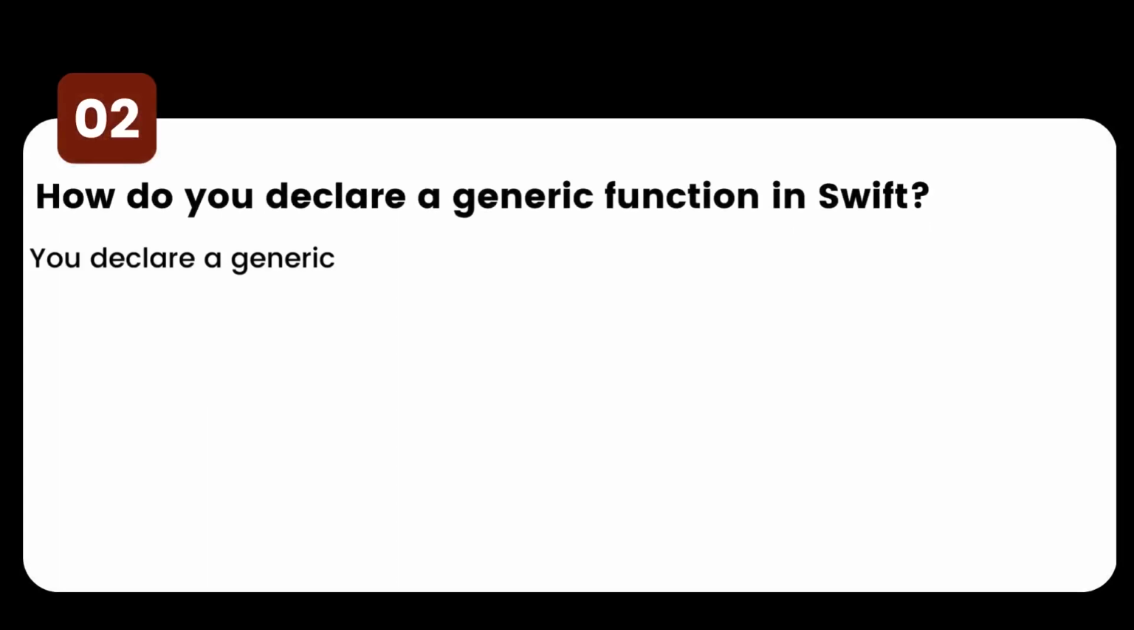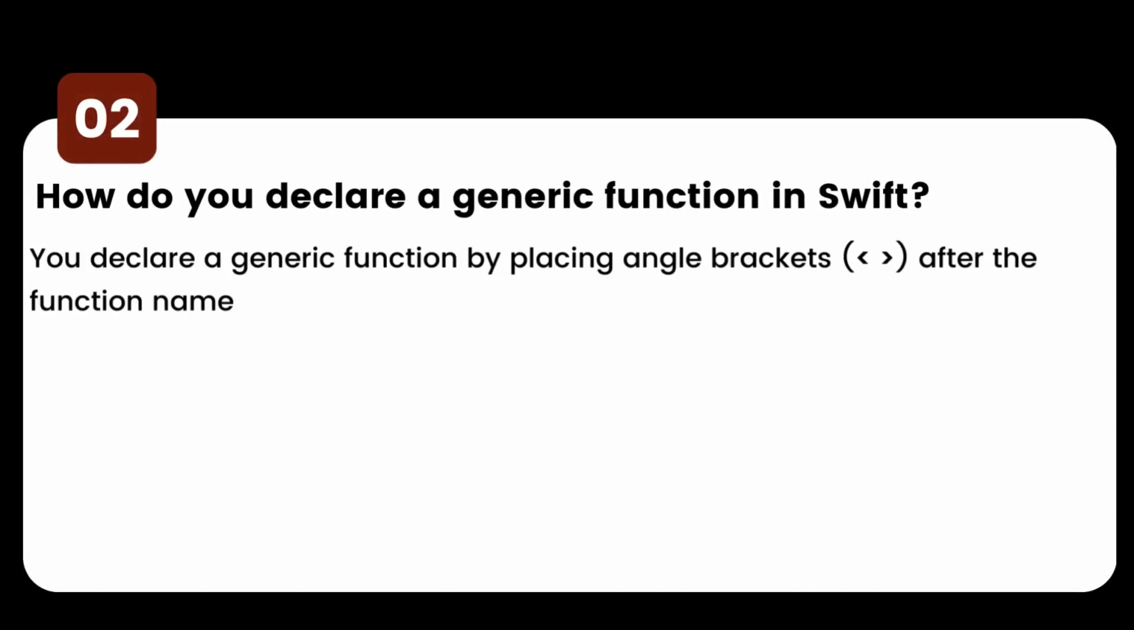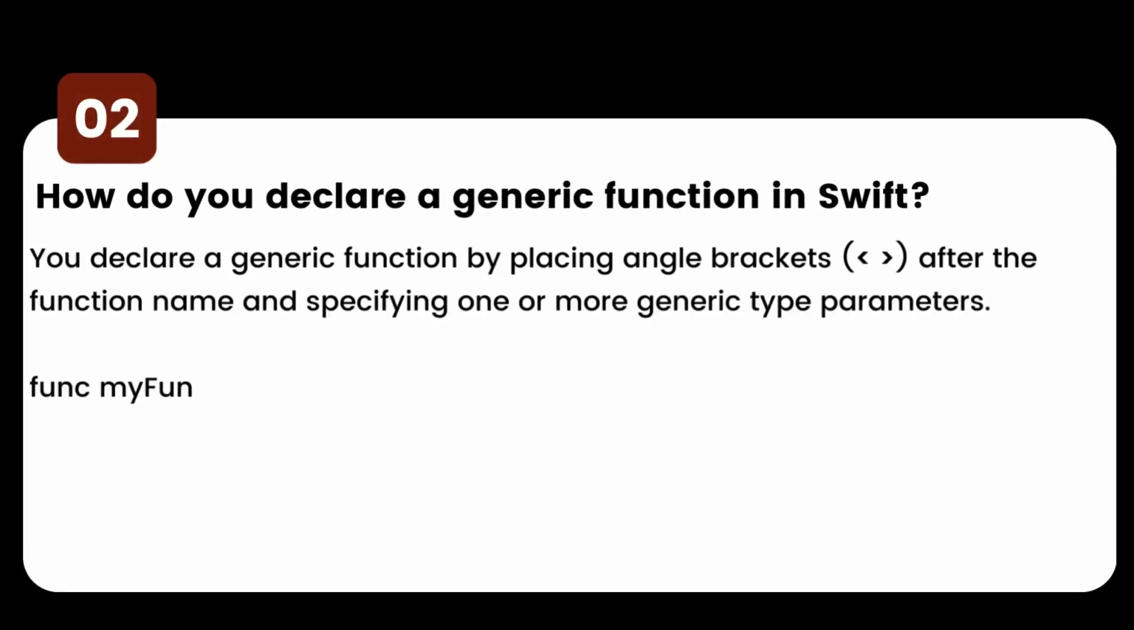Next, how do you declare a generic function in Swift? You can declare a generic function by placing angle brackets after the function name and specifying one or more generic type parameters.